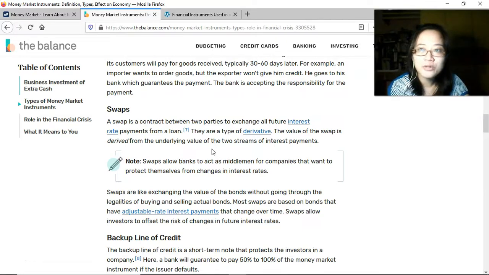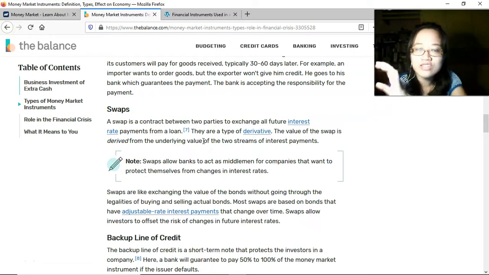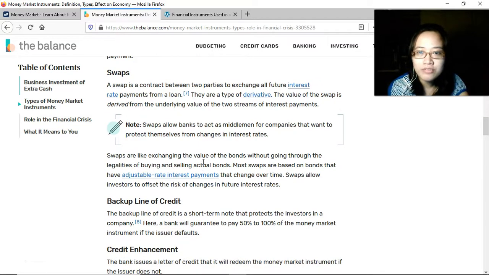Okay? And then bukod pa yung magiging contract niya with regards to the foreign exchange naman. Okay? They are a type of derivative. The value of the swap is derived from the underlying value of the two streams of interest payments. Swaps allow banks to act as middlemen for companies that want to protect themselves from changes in interest rates.